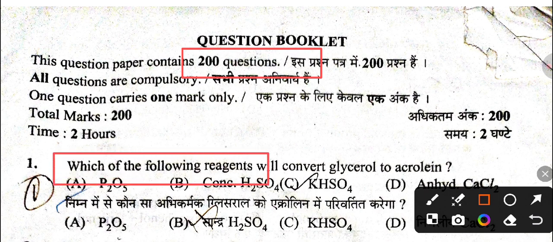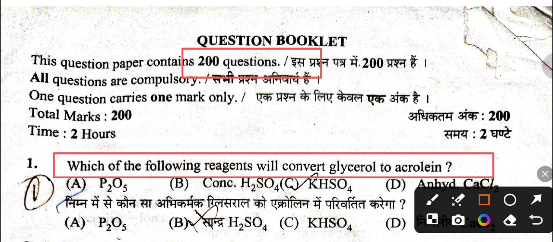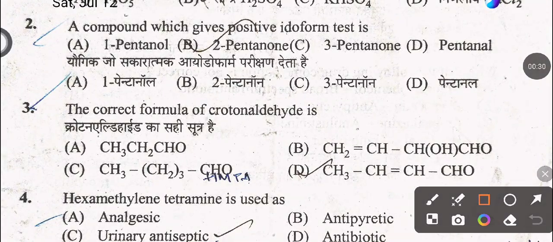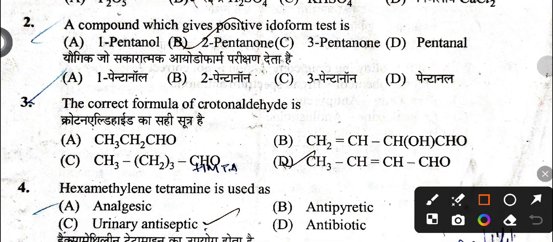Question number 1 is which of the following reagent will convert glycerol to acrolein? So reagent A, B and C तीनों use होते हैं but according to the answer key it is option number C, that is KHSO4.